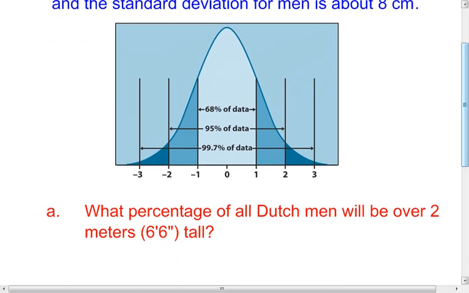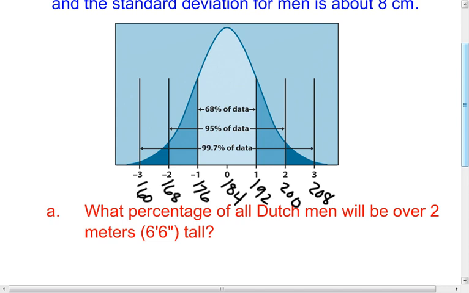Okay, so the first thing you're going to do is label your normal model so that it fits this particular situation. So the mean is 184 centimeters, and the standard deviation is 8 centimeters. So you're going to go up 8 centimeters in either direction to 192, 200, 208. And then you're going to go down 8 centimeters each way. So 184 minus 8 is 176, minus 8 is 168, minus 8 is 160.